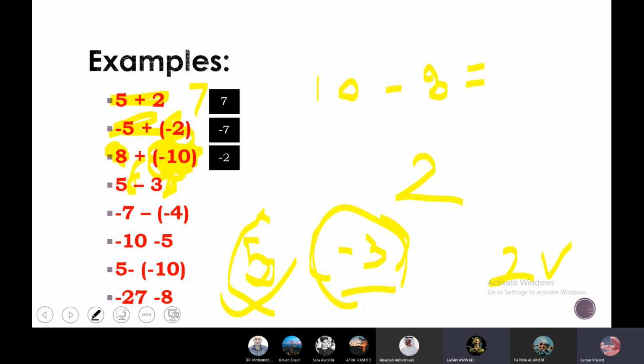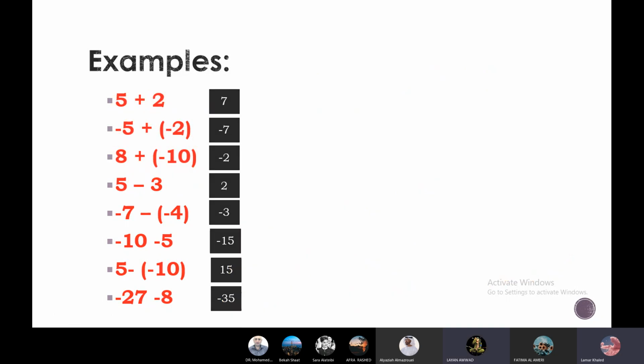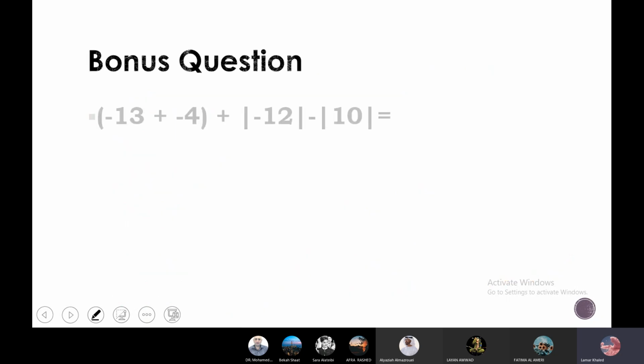So the answer will be positive. Okay, so let's go to another topic. Here I did a mixed question where we have absolute value and we have subtracting and adding integers. I want everyone to solve this, and it's just a bonus question. It may be the first question that you have, a mix between absolute value and integers.